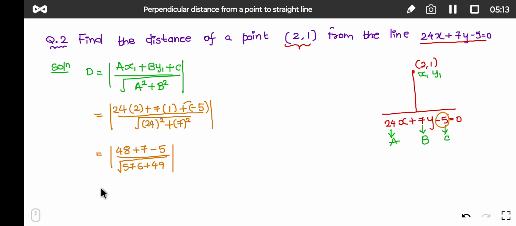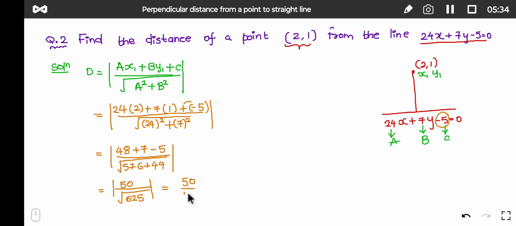Add the numerator. So 48 plus 7 minus 5, that is 55 minus 5, which is 50, upon square root of 576 plus 49, which is 625. So 50 divided by root of 625, which is 25. So 25 twos are 50. So the distance is nothing but 2.